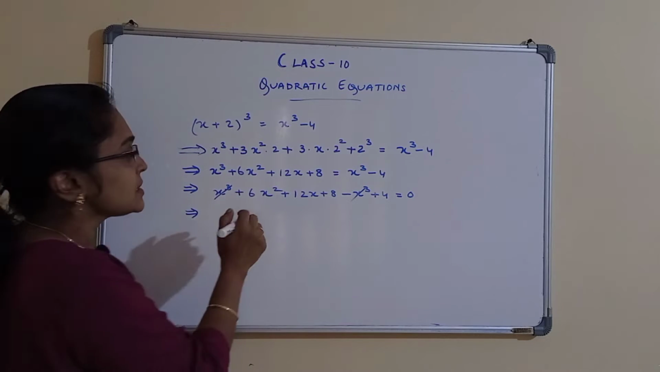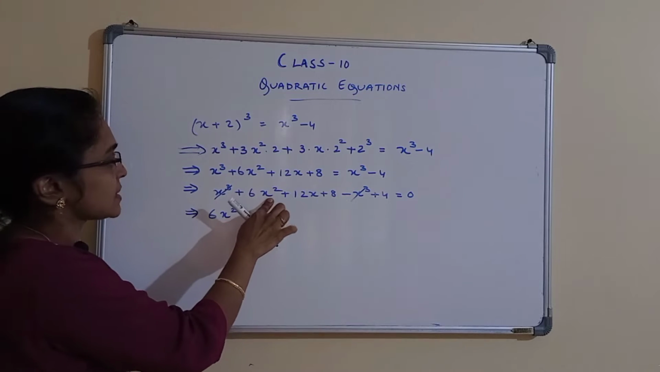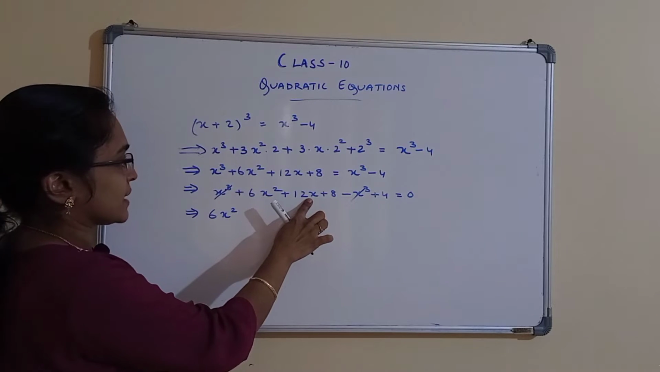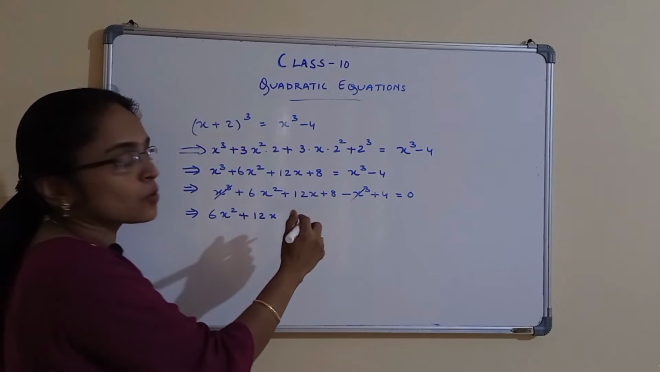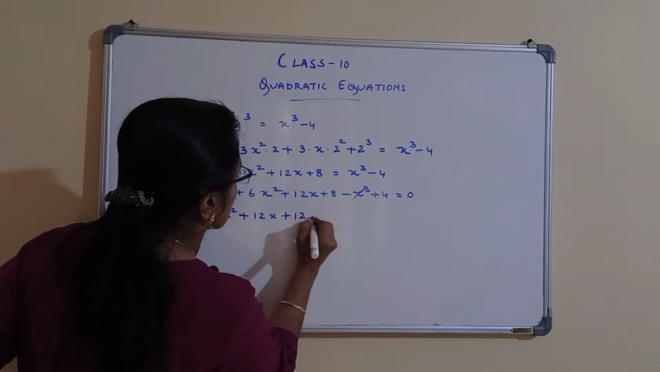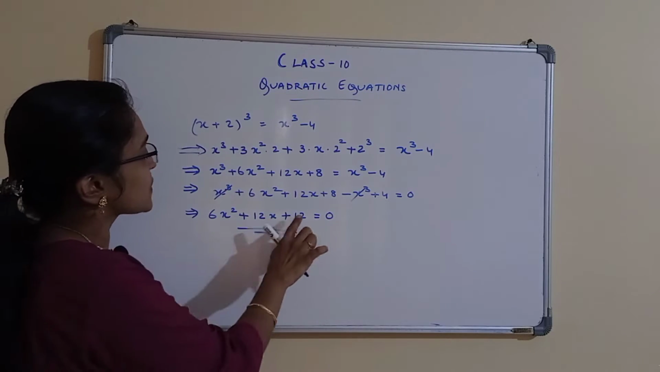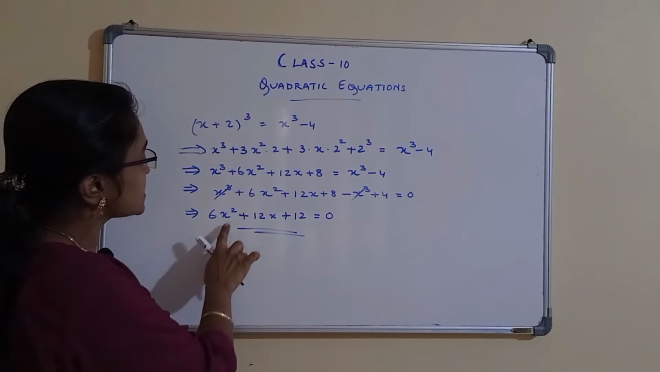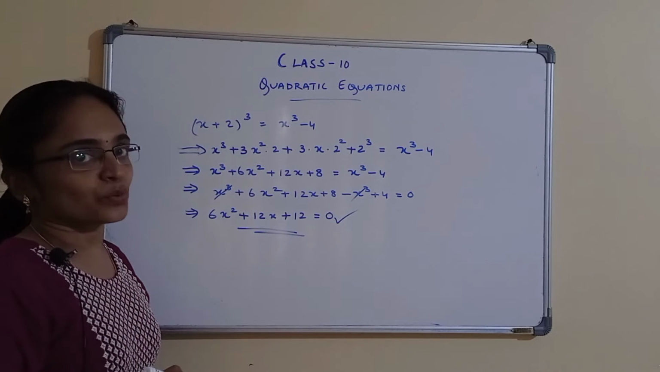And the x² term is 6x². Then plus 12x. And 8 plus 4 is 12. So 6x² + 12x + 12 = 0. Is this a quadratic equation? Yes, this is a quadratic equation.